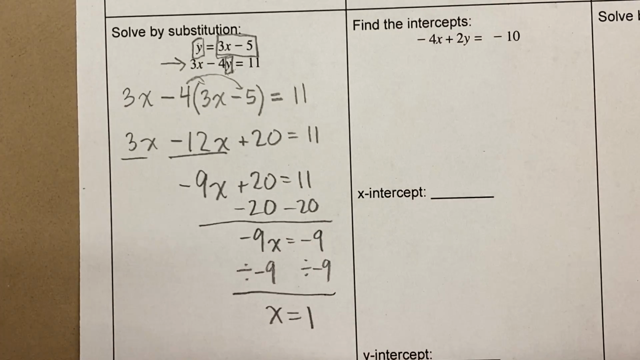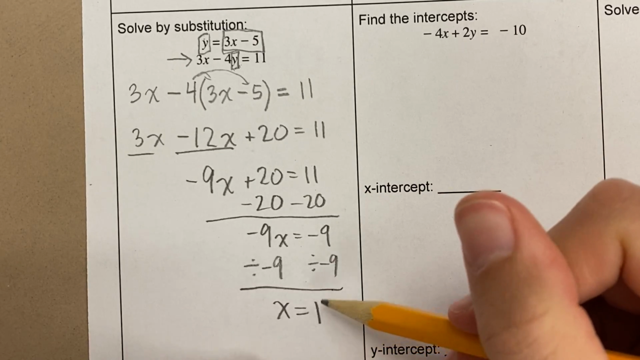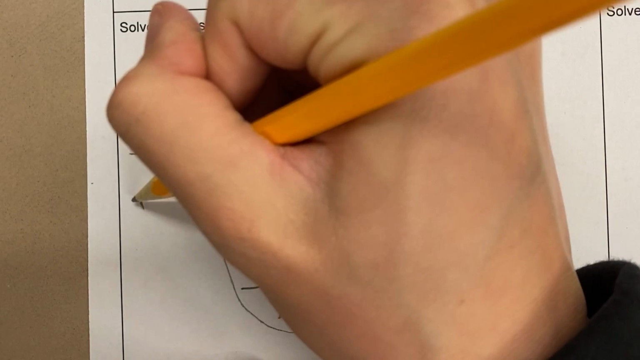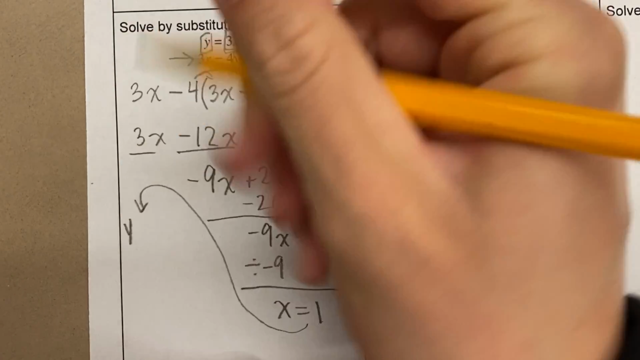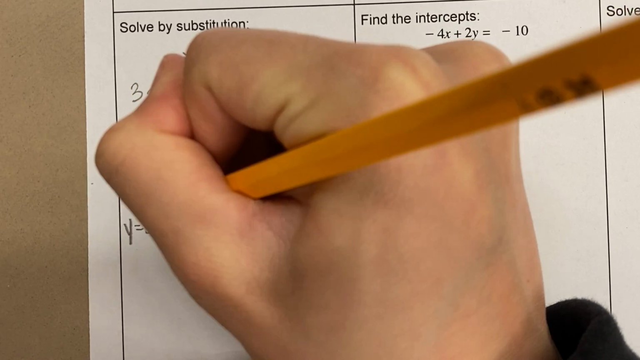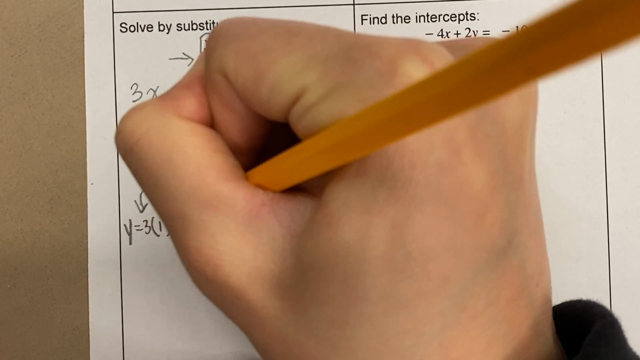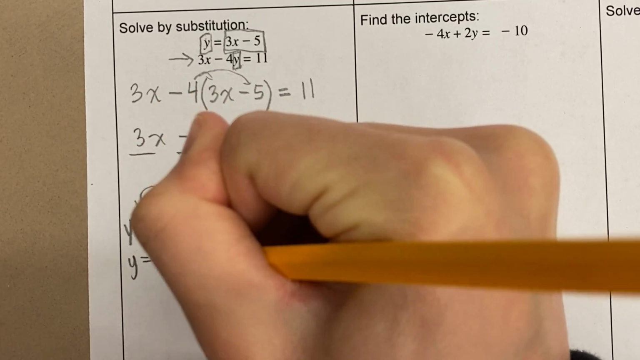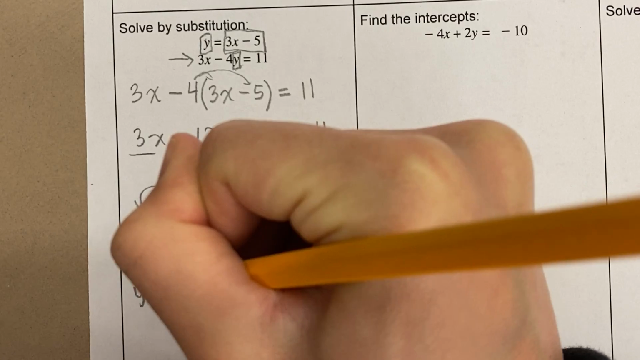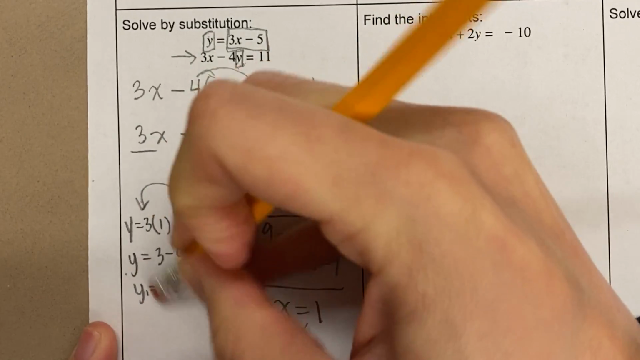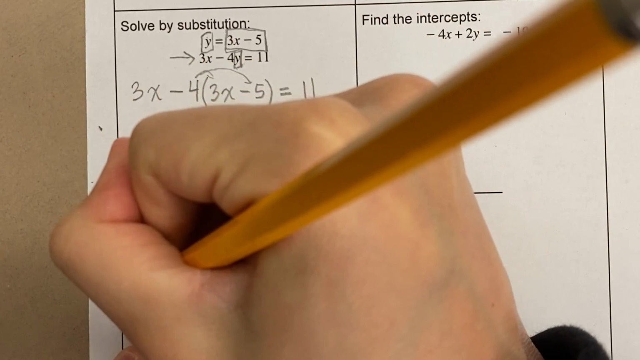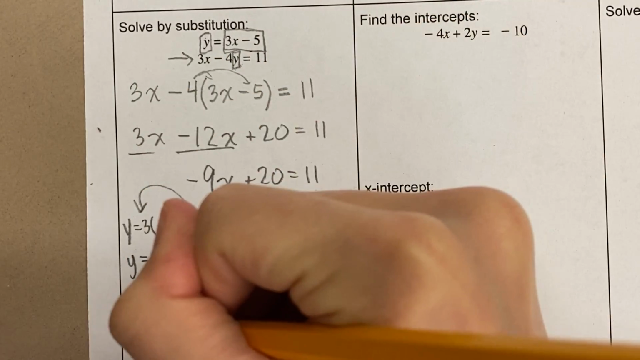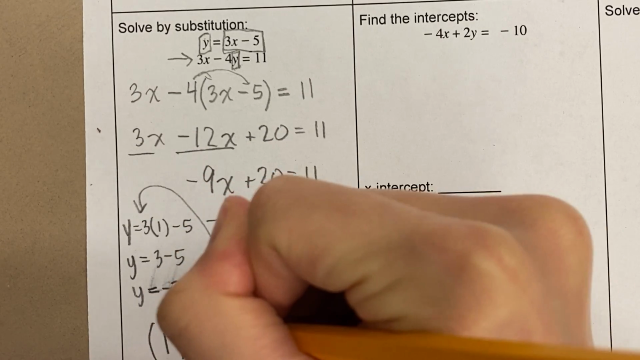Okay, now don't box that answer because you're not done yet. Remember, with a system, you need to solve for both x and y. So if x is 1, I'm going to take this x as 1 and plug it back in to find y. Okay, so 3 times 1 is 3, minus 5 is negative 2. So my answer is x is 1 and y is negative 2.